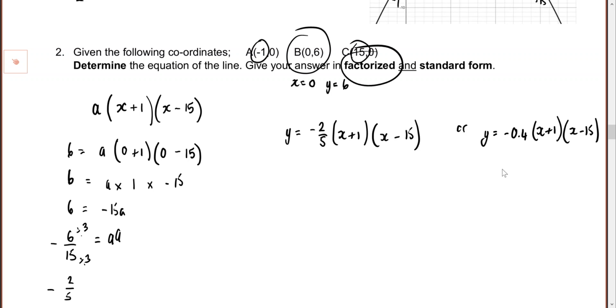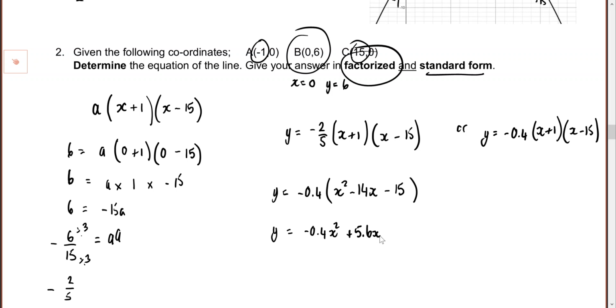Then we have to do standard form. What does standard form look like? The ax squared. So we just expand this. So I've got y equals negative 0.4, and I'm going to just do the brackets first. That's x squared minus 14x minus 15. If you then expand this, you get y equals negative 0.4x squared plus, I believe, 5.6x and then plus 6.